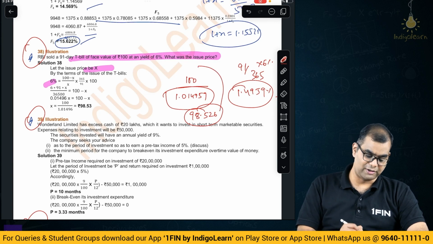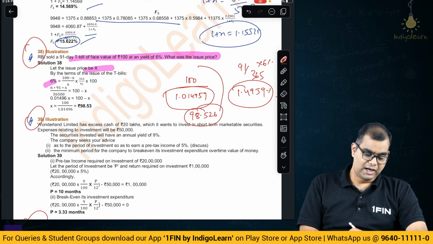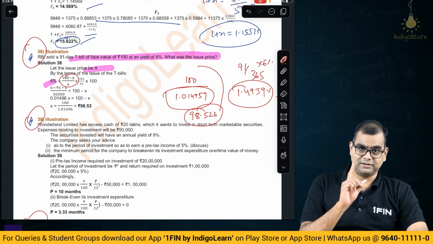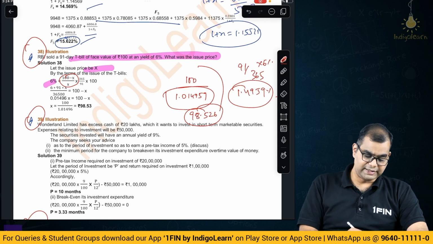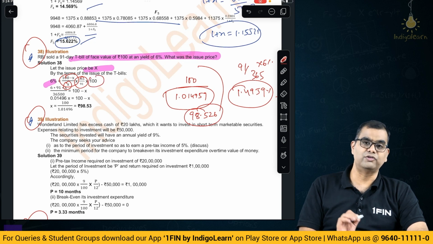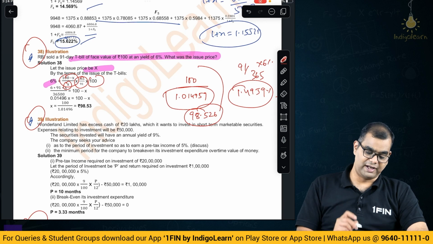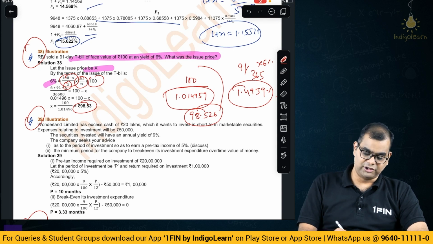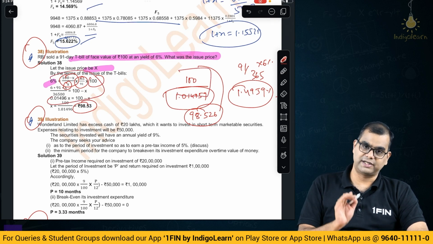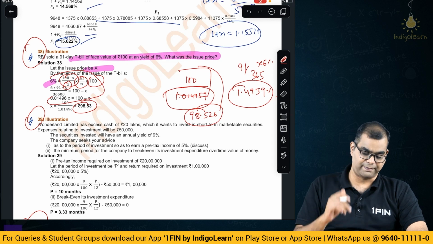Now, the other way to do it, this is based on what I explained to you in the previous problem. In this problem, you can do it in another simpler way. 100 minus x, whatever is the issue price, 100 minus x is the interest accrued over the period. That interest on 100 rupees, into 365 by 91 into 100, will give you 6%. So, you solve for the value of x. So, you will get the value of x as 98.526. So, either way, whether you do it this way or this way, you will get the same answer because the underlying logic is the same.